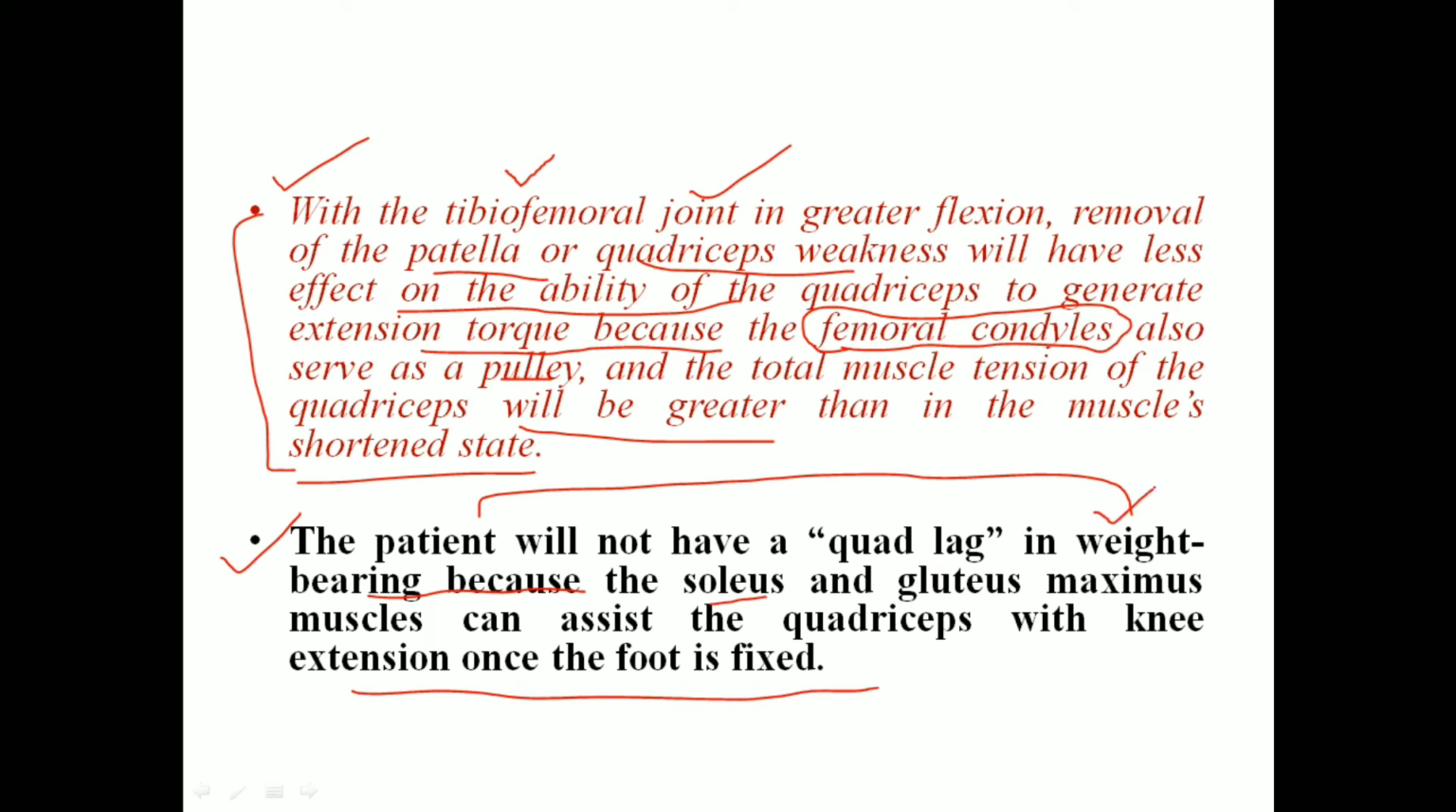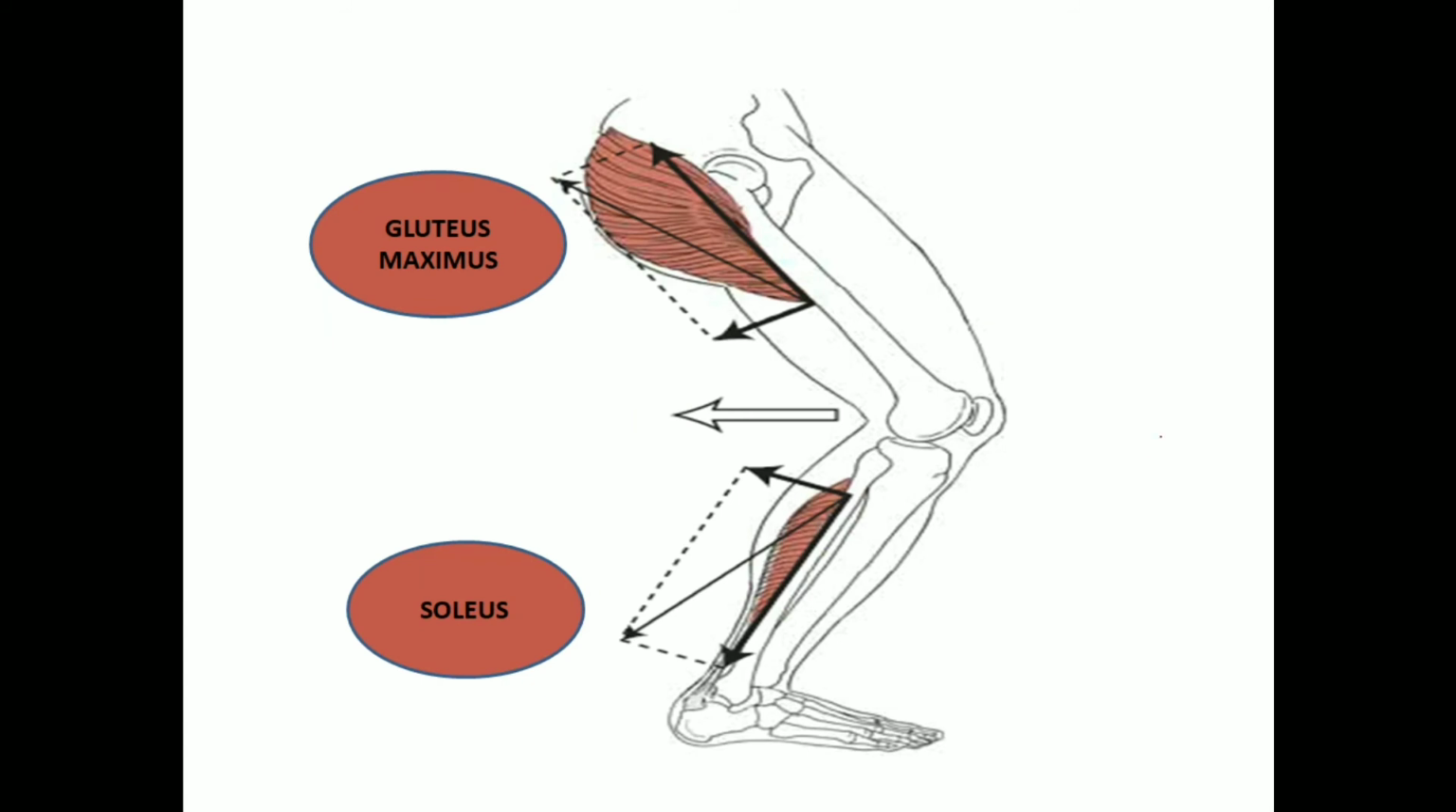Let us see this by a diagram. As you can see in this image, this is our gluteus maximus muscle, okay, and this is our soleus muscle. Here the tibiofemoral joint is somewhat in flexion position. Now assume quadriceps is weak or the patella is not present. So generating extension is not possible in non-weight bearing position. But in weight bearing, what will happen? Still we will be able to generate the extension. How is it going to happen?